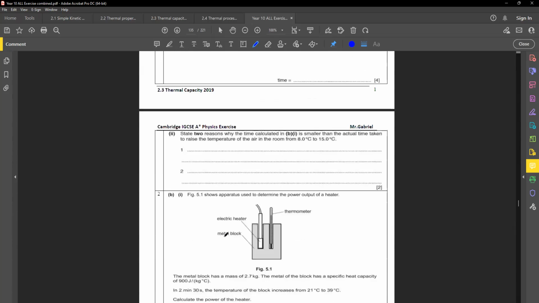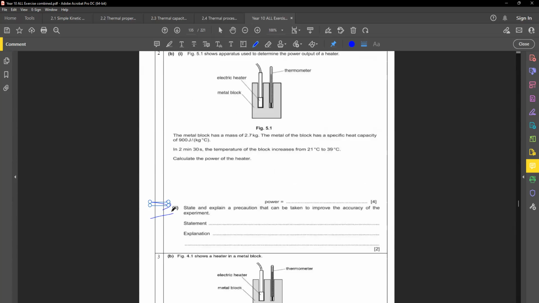Hey, everyone, what should we do? What's the precaution which you do to improve the accuracy of these heat experiments? What can we do again? What did I mention a few weeks ago? Can anyone tell me what we do if we see these kinds of questions in the exam? Anyone?